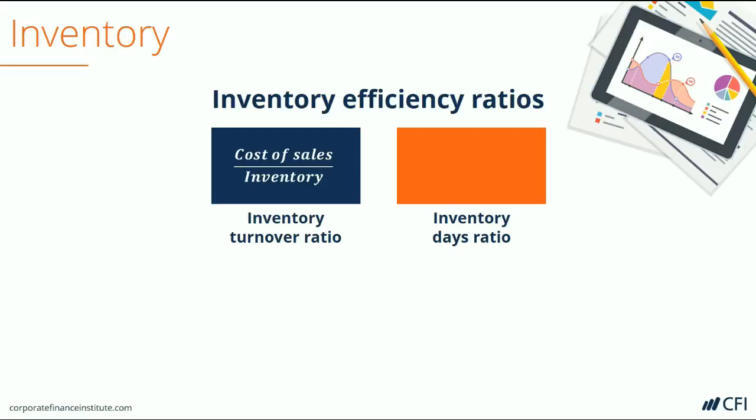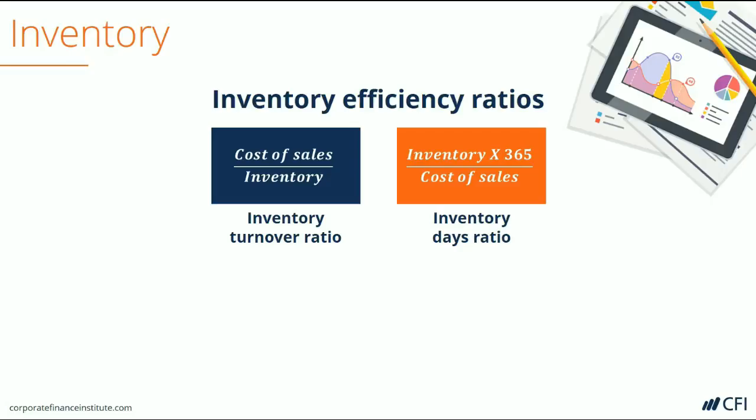The other inventory efficiency ratio that we're going to look at is the inventory days ratio. This is used to measure the average amount of time that inventory is on hand or remaining on the balance sheet. The ratio is calculated by taking the inventory, multiplying it by 365 days in the year, or the number of days in the period that's being used, and then dividing that by the cost of sales or cost of goods sold. The inventory days ratio is interpreted in the opposite way as the turnover ratio, meaning that the lower the number is, the better.